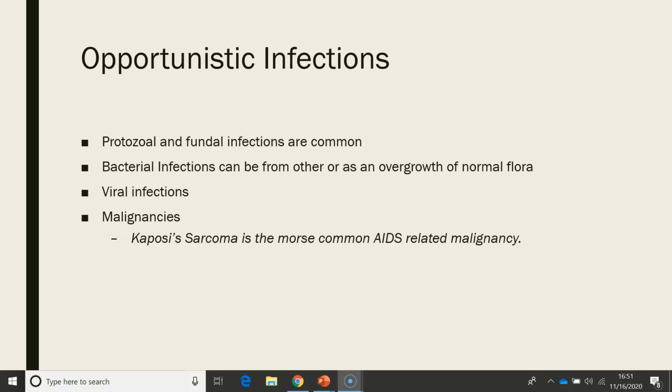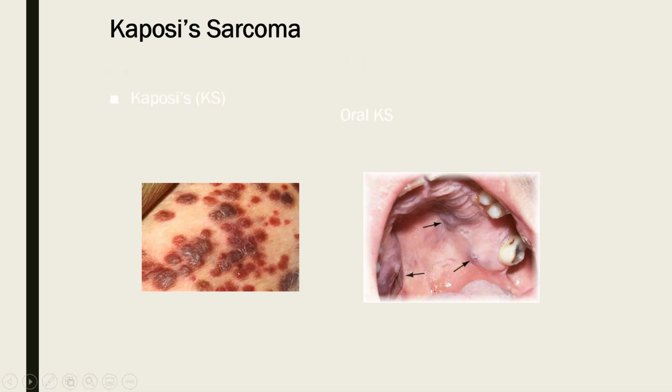More about opportunistic infections. Protozoal and fungal infections are very common. Bacterial infections can be from other sources or an outgrowth of normal flora. There also are viral infections. Malignancies, such as Kaposi sarcoma, are more common, and it is the most common AIDS-related malignancy. As you can see, we have pictures of that here on the slides and in the book. They are the outlying nodules on the skin, and they can be inside the mouth as well. It used to be a very telltale sign of patients whose HIV status had progressed, especially in the early 90s.